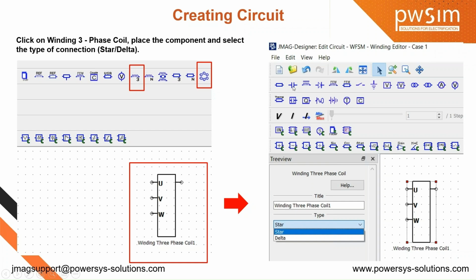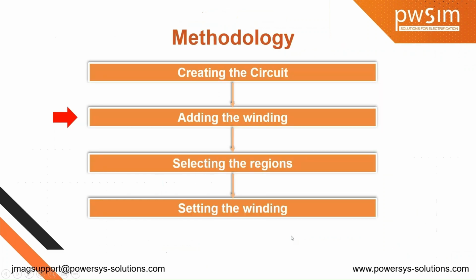Other than that, we have one more component called macro. In the leftmost portion, at the top position, you can see a macro component. By selecting that also, we can create a three-phase connection with default star or delta connection. But for coil connections or the automatic winding option, you need to use the winding three-phase coil option. By placing that, we are able to change the type into star or delta.